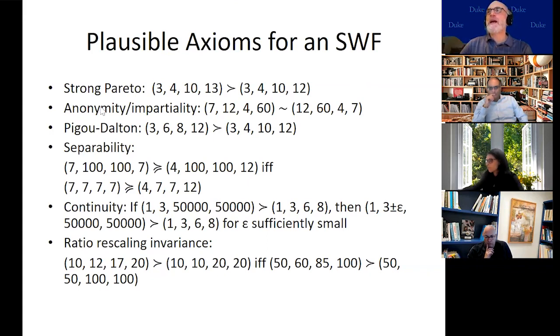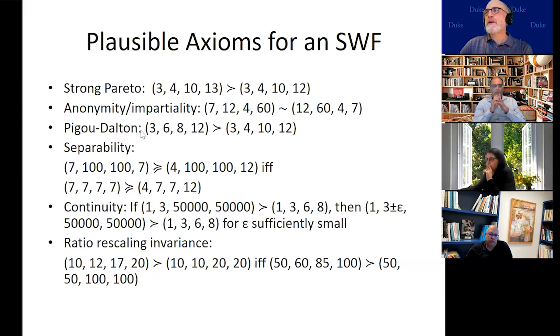Anonymity or impartiality is a way to capture the ethical attitude of impartiality. You don't give priority to any particular person's well-being just because of who they are, because of their name. It's not like we're going to say Amy's well-being has more weight than Barry's, or vice versa. That can be expressed axiomatically through this impartiality axiom, which says if we take a given array of well-being and just rearrange it, so we have the same well-being pattern, and the only difference is which particular person is at which particular well-being level, then there should be no change. By the way, these symbols mean: this means better than, this means equally good as, and this means at least as good as, that is, better than or equally good as.